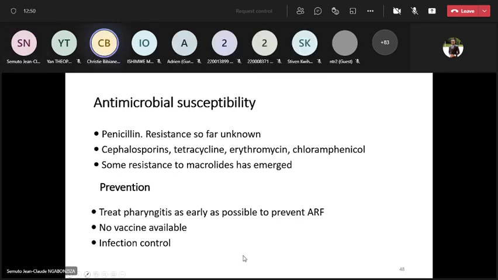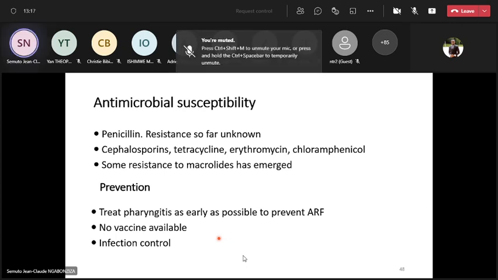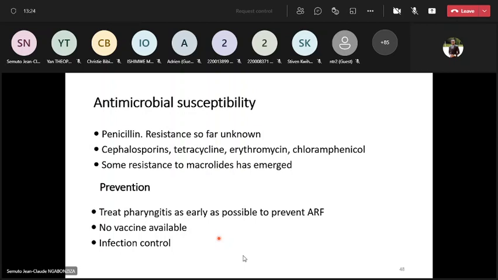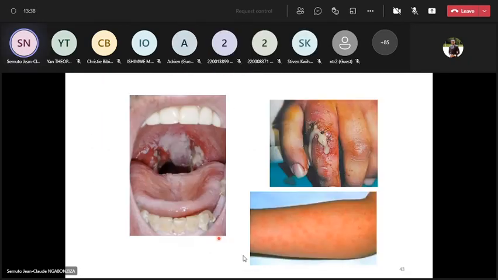Among the beta hemolytic, there are group A, group B, and group C. What is the meaning of those groups? What is the criteria used to classify the beta hemolytics into group A, group B, and so on? Who can answer the question?